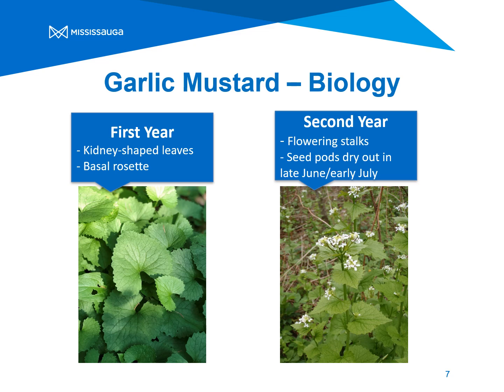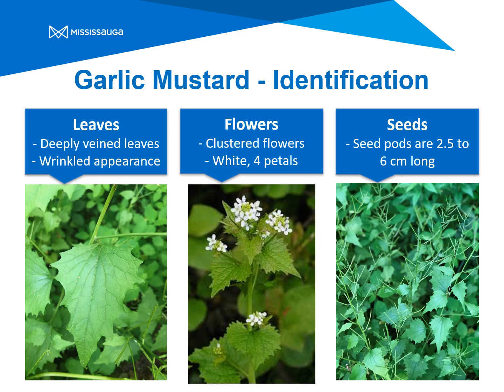Garlic mustard is a biennial plant, which means it completes its growth in 2 years. In its first year, it grows close to the ground as a basal rosette and has kidney-shaped leaves. We will not be pulling first-year plants. We are going to focus instead on pulling second-year plants, which produce flowering stalks and seed pods. These seed pods dry out in late June or early July. We would like you to focus on pulling second-year plants before they turn brown and drop their seeds. The goal is to deplete the garlic mustard seed bank in the area where the plants are growing.